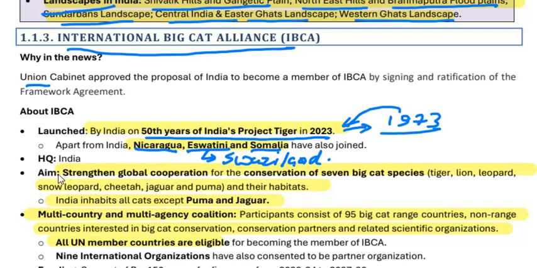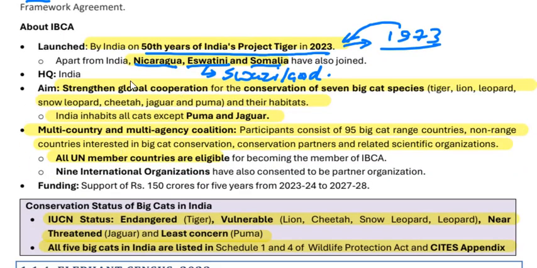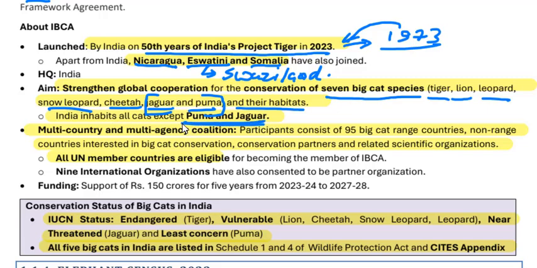Next, what is the aim of this International Big Cat Alliance? The aim is to strengthen global cooperation for the conservation of 7 big cat species. These are tiger, lion, leopard, snow leopard, cheetah, jaguar and puma. Jaguar and puma are not found in India. India inhabits all big cats except puma and jaguar. Out of 7 we have 5.